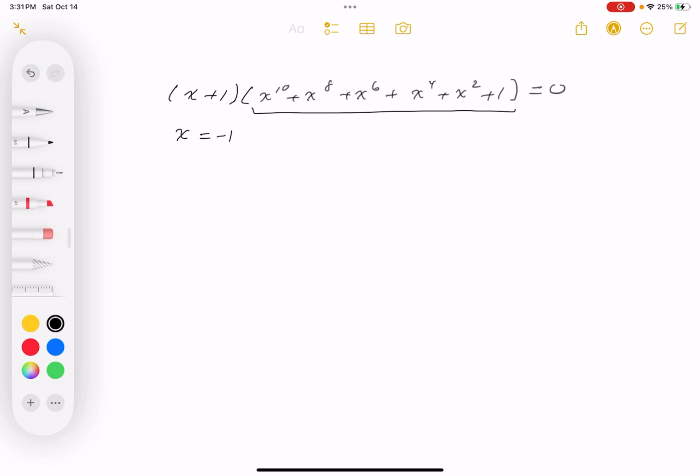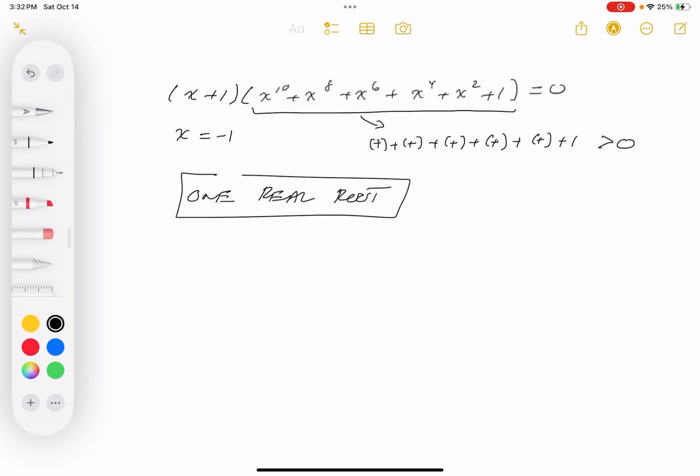By the way, there's 10 more, though I'm not saying they're real. What do I know about this other factor? Any real number is certainly not going to produce 0. Any real number would produce a positive plus a positive plus a positive plus a positive. 0 wouldn't work either: 1, 2, 3, 4, 5 plus 1. This thing is definitely greater than 0. I'm never going to get a 0 using a positive number. So there's only one real root. Now, of course, there are going to be more roots over here, and they're going to be complex.